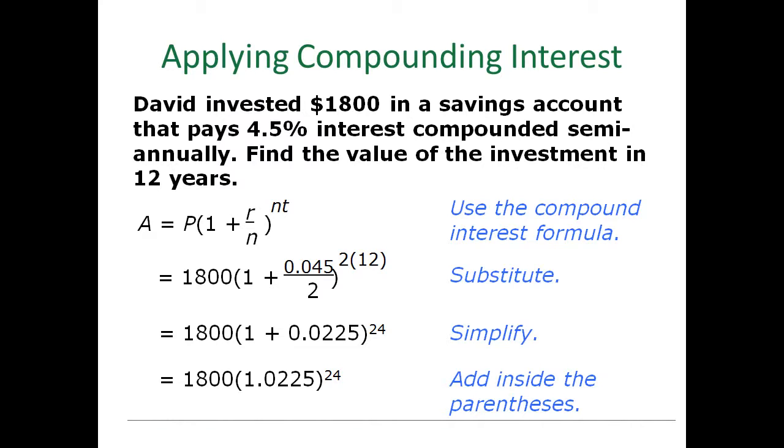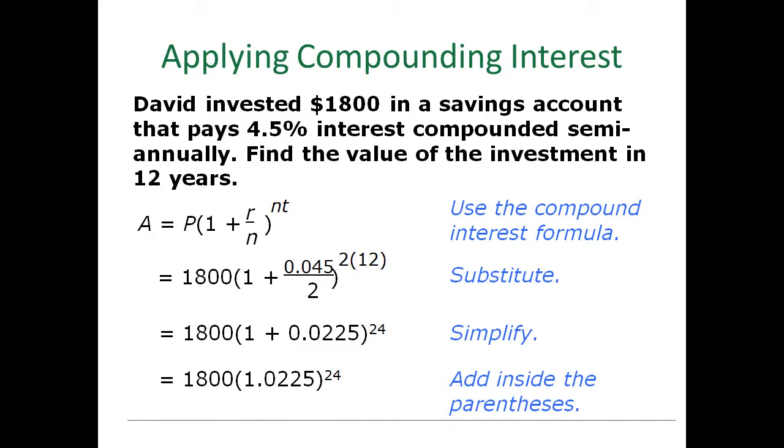The reason why the interest rate is divided by the number of times it's compounded is because the interest rate is an annual interest rate. So if the $1,800 stayed in the account for the entire year, it would earn 4.5% interest. Half a year, it would only earn half of that. So because you're compounding it twice a year, how much it would have earned for the first 6 months would be half of the full year interest rate. So that's why it's divided by the number of times it's compounded in a year.